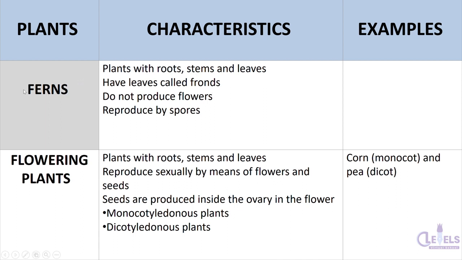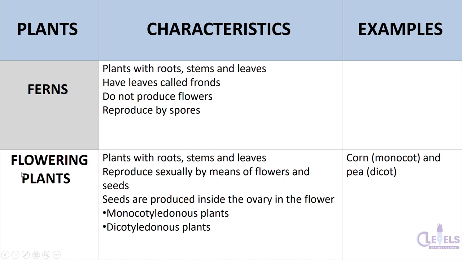The ferns, because it starts with an F, I think they have no flowers, and their leaves are called fronds. They don't produce flowers, and because they don't have flowers, they reproduce by spores. Their leaves are called fronds because these leaves have spores in them.